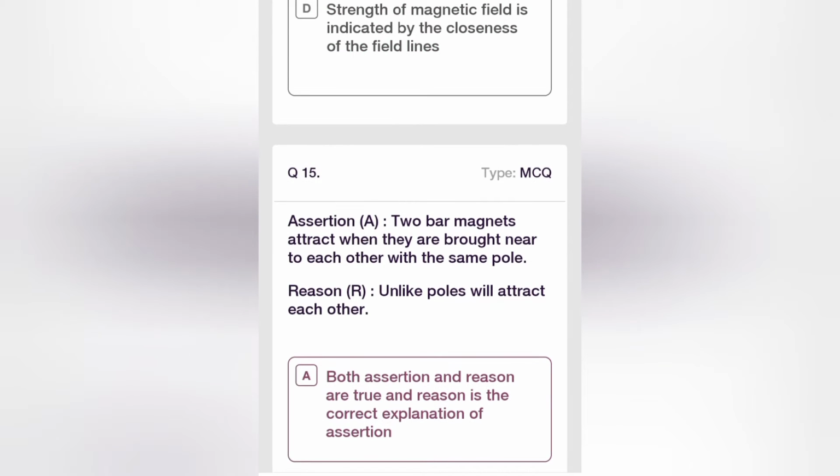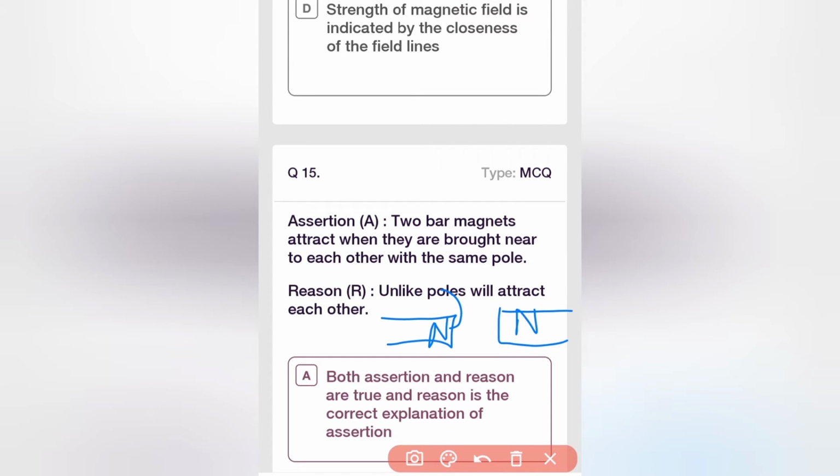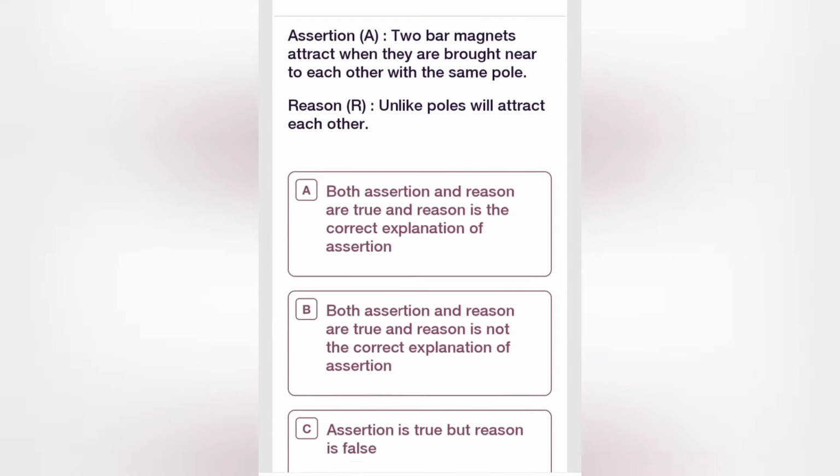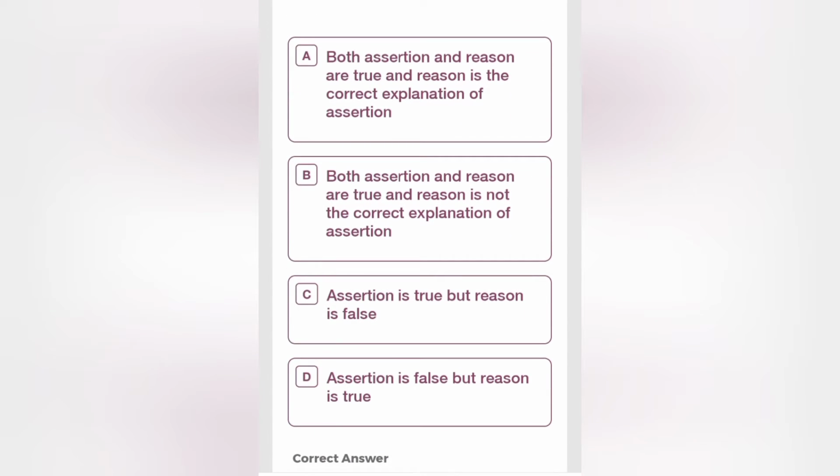The two bar magnets attract when they are brought near to each other with the same pole. Do you agree? So same poles, suppose if we have north and north, they will repel, it will not attract. So the assertion is wrong. Unlike poles will attract each other. Yes, that's right. The reason is correct, but the assertion is false. So it must be option D. Reason is true and assertion is false.